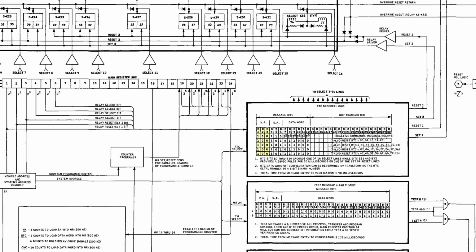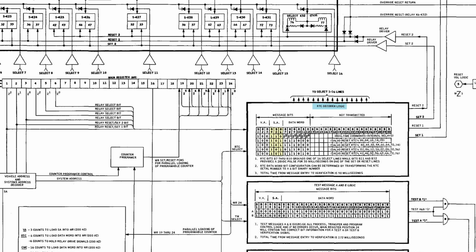The first 3 bits are the vehicle address. You could wire up your UDL to respond to one of 8 different vehicle addresses. The command module was assigned to address 4, and that's how we configured our UDL in the previous episodes. The next 3 bits are the system address. The system that flips the relays is called the RTC system and uses system addresses 5 and 6.